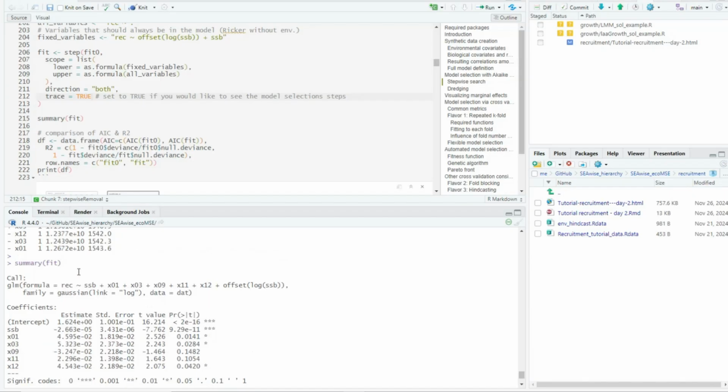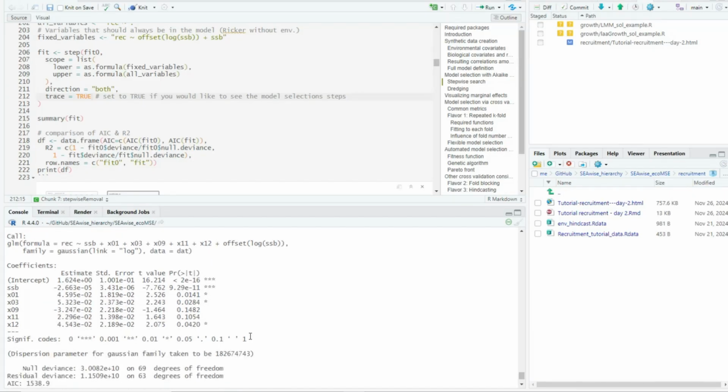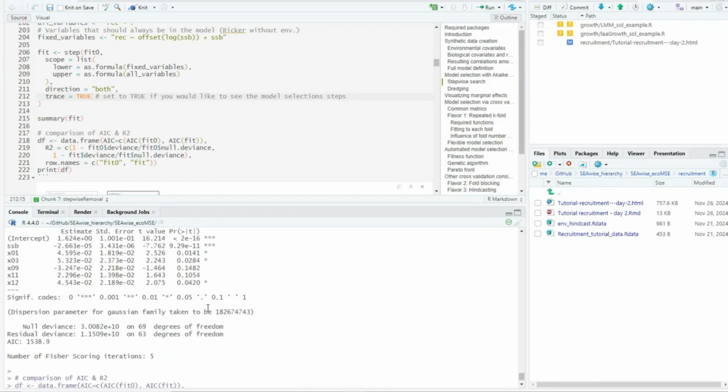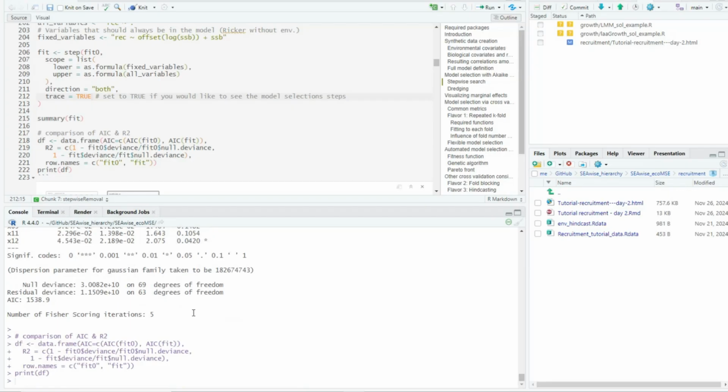And then I've just printed out the summary of that model. Now notice that even though this model has the lowest AIC that was found by the algorithm, it's still got a few covariates here that are on the border of being significant. So these have a p-value of 0.1 in this case. The algorithm is just trying to minimize AIC, and it's not using any other significance criteria to get rid of terms. So that's something to take account of.